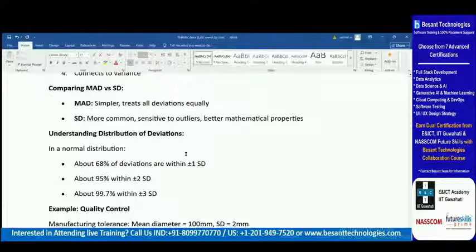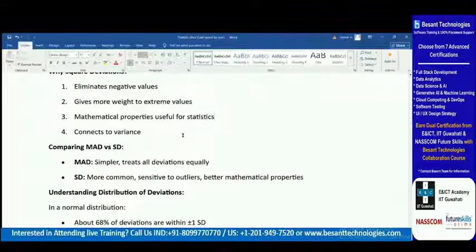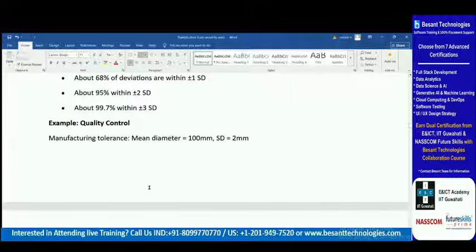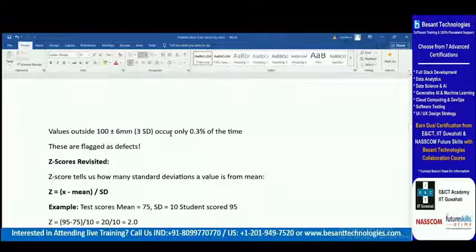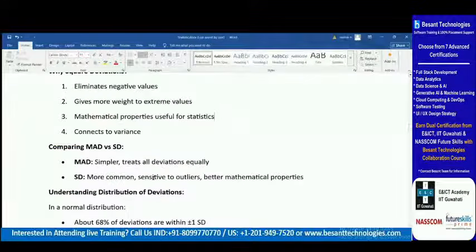So standard deviation gives more weightage to extreme values. It's like the outliers. Yeah, that is it. I'm going to come to that next. It is the next point. I'll tell you.